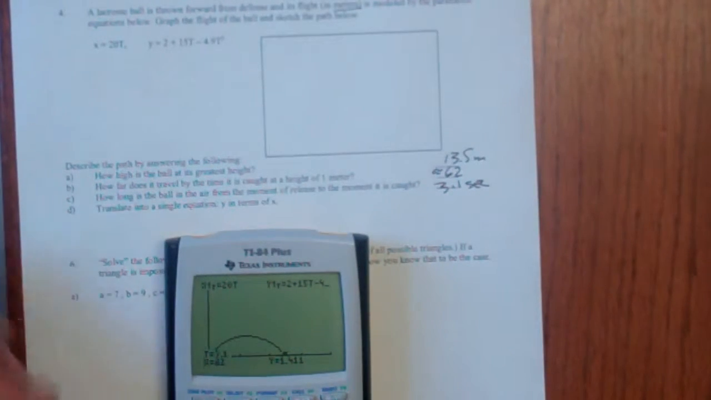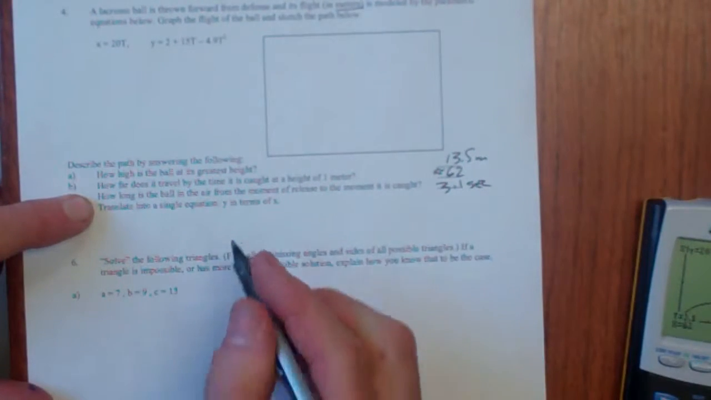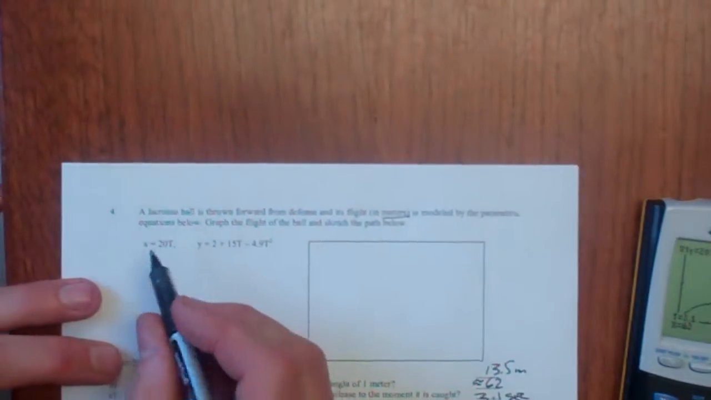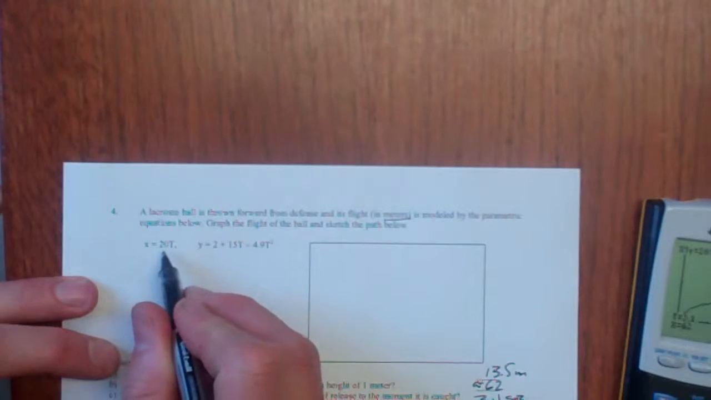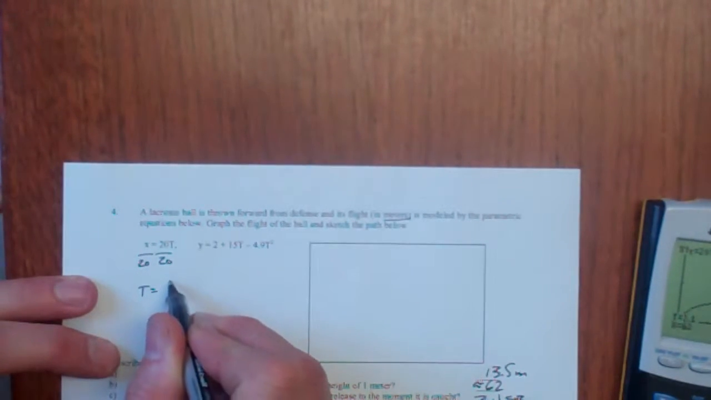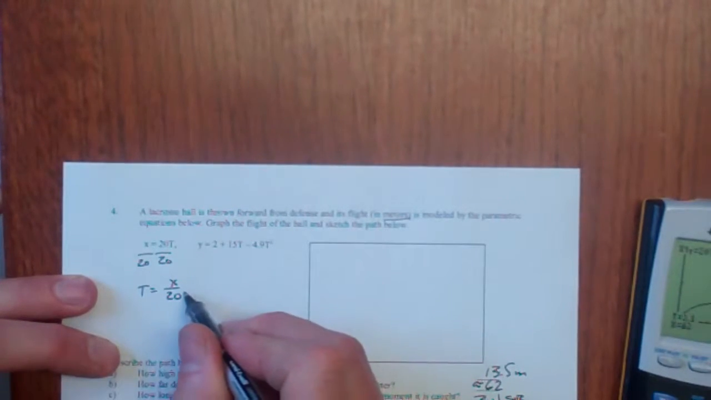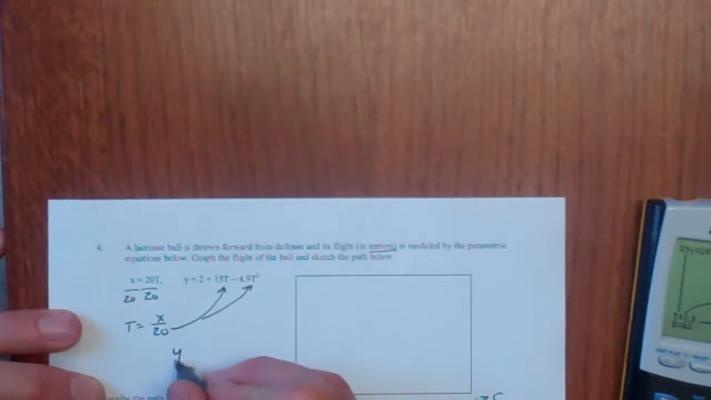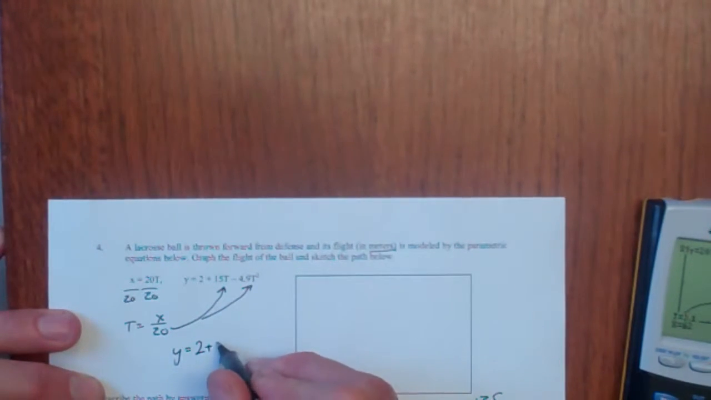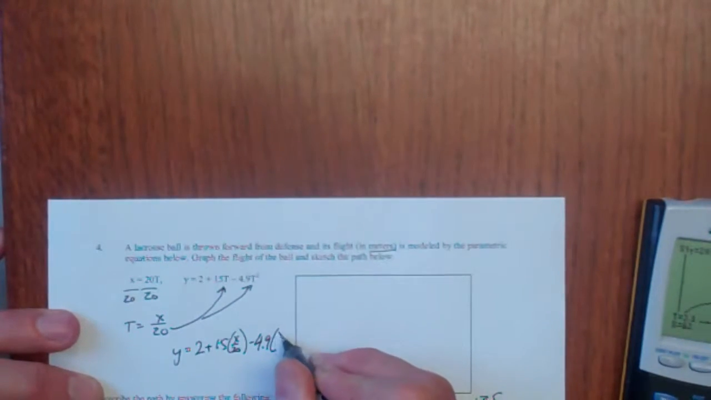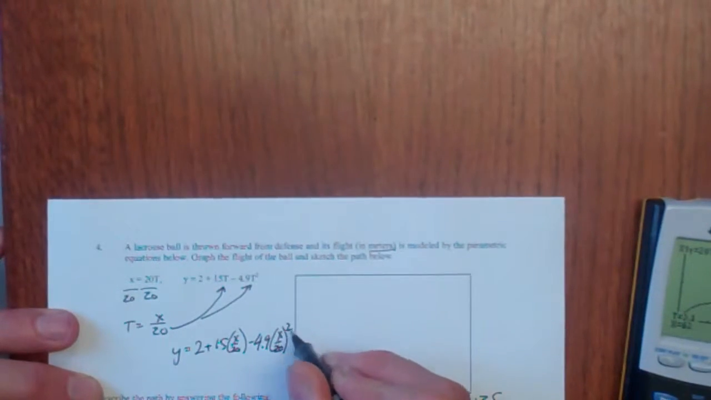And then translate this into an equation for y in terms of x. I go to the first equation here and I solve for t. If I divide by 20, I get t equals x over 20. So I then substitute that in right there and in right there, and I get y equals 2 plus 15 times x over 20 minus 4.9 times (x over 20) squared.